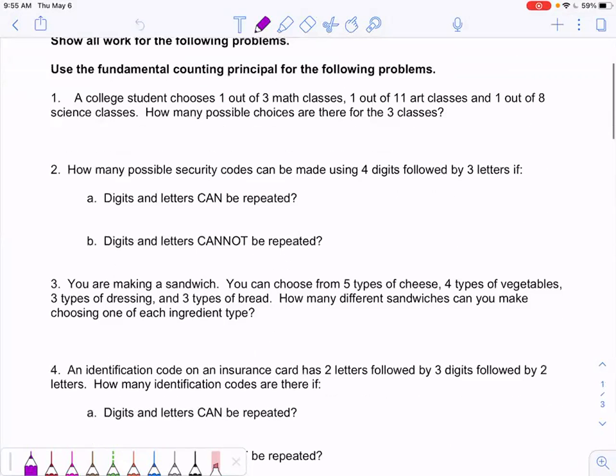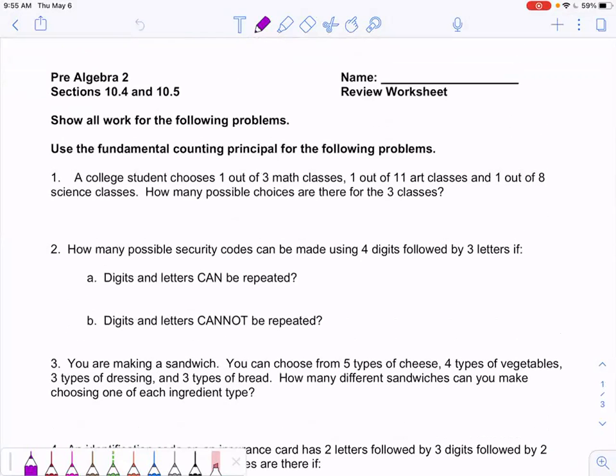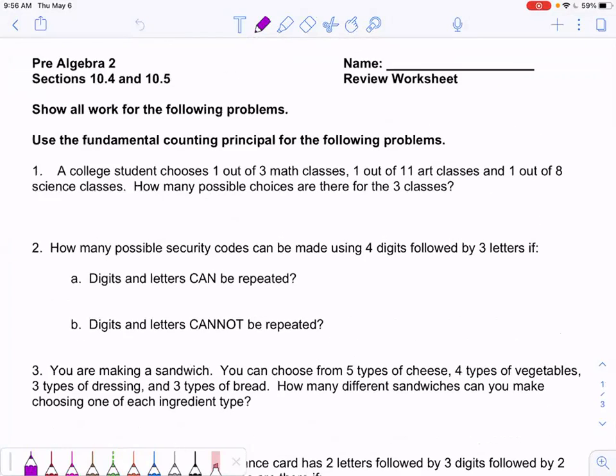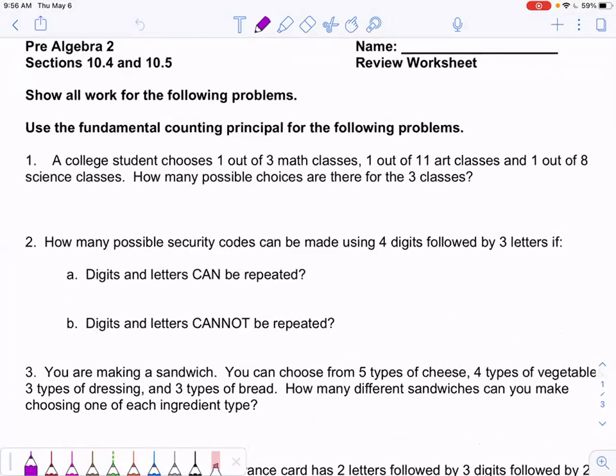Your test looks identical to this review worksheet. It's broken up in the same exact order, has the same types of questions. So it starts off by asking questions about the fundamental counting principle. And if you look at number 1, a student chooses 1 of 3 math classes, 1 of 11 art classes, 1 of 8 science classes. How many choices are there for the 3 classes?